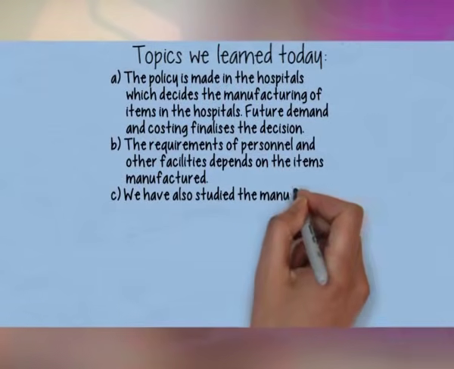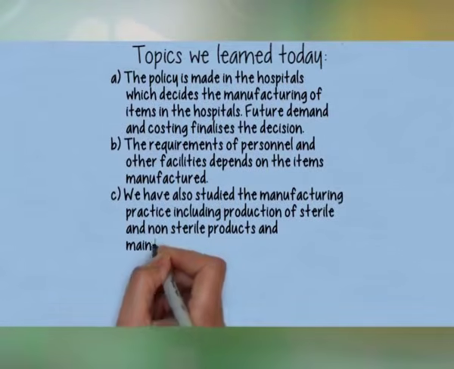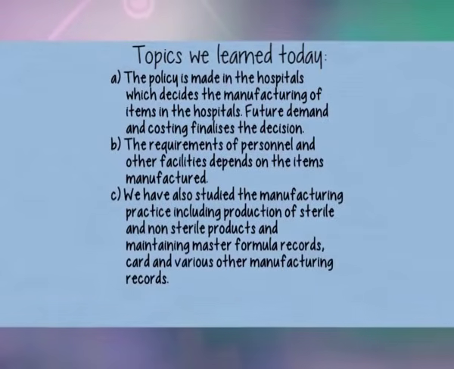We have also studied the manufacturing practice including production of sterile and non-sterile products and maintaining master formula records, card and various other manufacturing records. With all this information, here we come to the end of today's lecture. Hope we have understood the details related to the topic. Further, have a look again at the complete topic yourself so that you are thorough with it. The decision of manufacturing products in the hospital is based on the policy of each hospital's demand and costing.